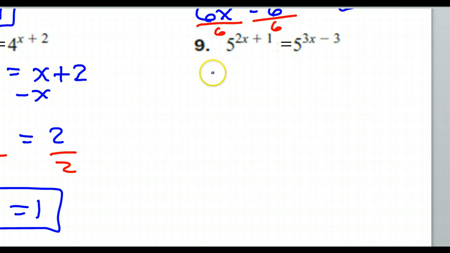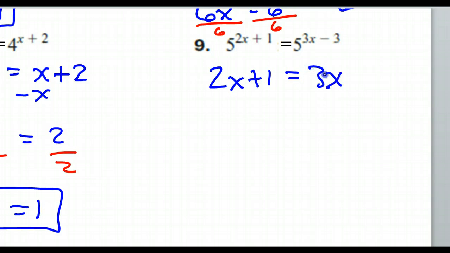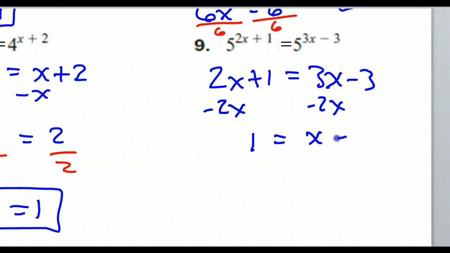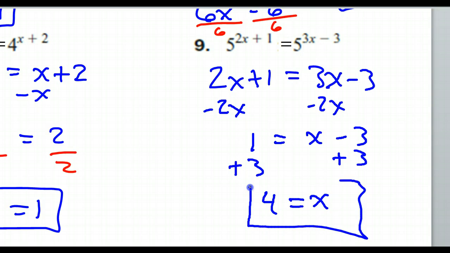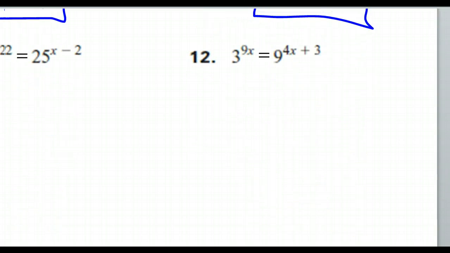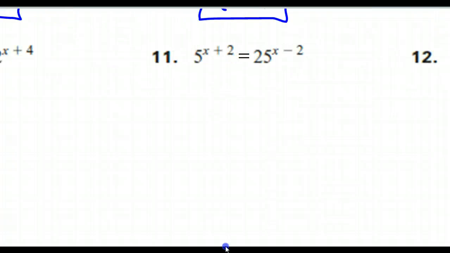Again, the bases are the same, so 2x plus 1 must equal 3x minus 3. Subtracting 2x from both sides gives me 1 equals x minus 3. Adding 3 to both sides gives me x equals 4. Alright, I hope these next problems are more challenging than that, because that's lame, lame, lame.